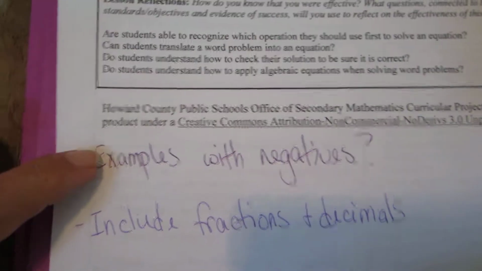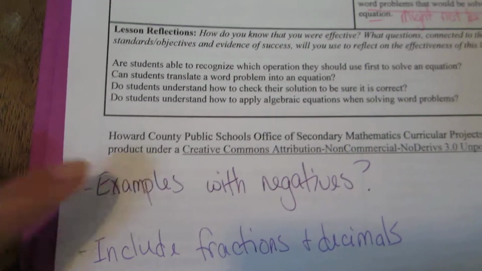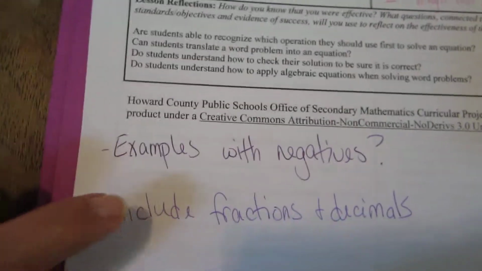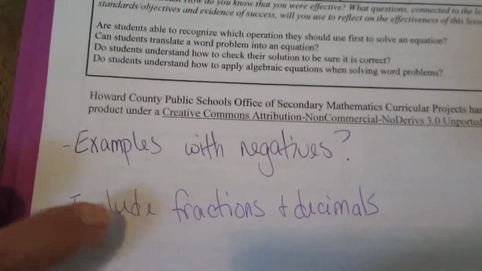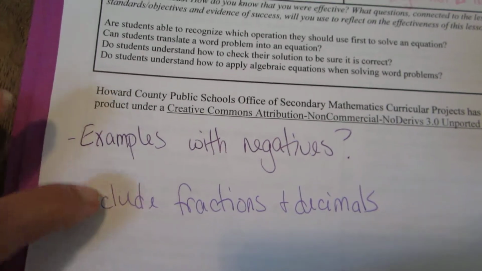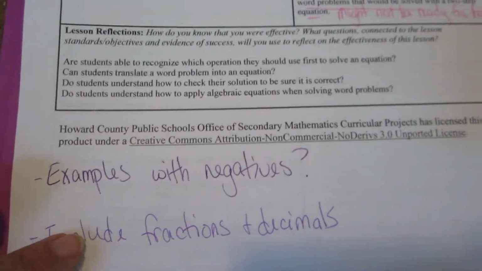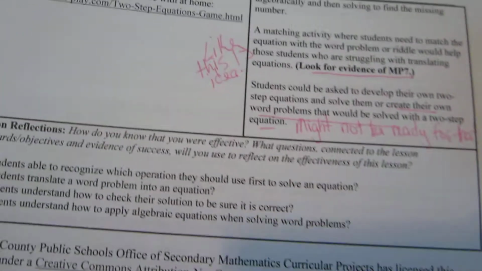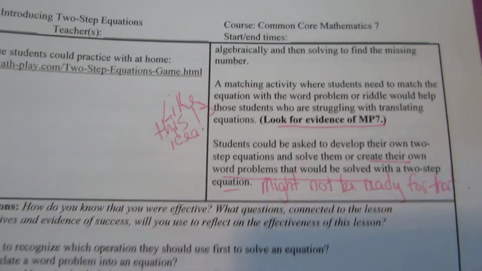However, I really wanted to see more examples with negatives. I think there was really only one. And I really think we need to include fractions and decimals because I know we're including rational numbers, and these all seem to be whole numbers. So I thought that was something to really improve upon.